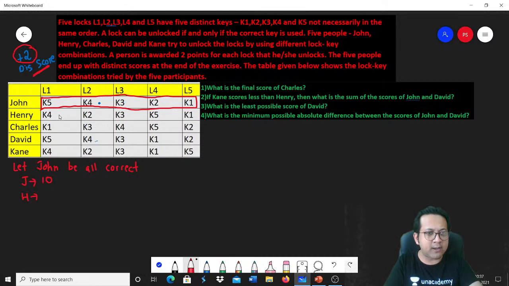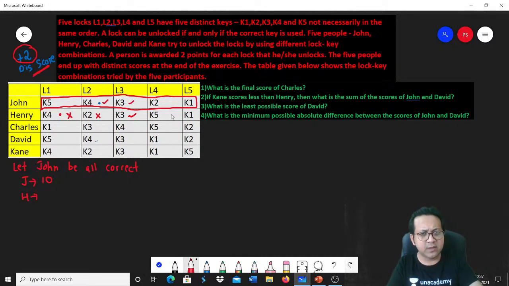So for lock 1, if you look at John, you know that the correct key for lock 1 is key K5. So can I say Henry must be wrong? Why? Because you have assumed John is correct. So for lock 1, the correct key was K5, so K4 is wrong. What about K2? K2 is also wrong. Why? The correct key that you have assumed is K4. Similarly, what about K3? K3 is correct. Can you see Henry got the lock 3 correct? Because for lock 3, the correct key was K3.